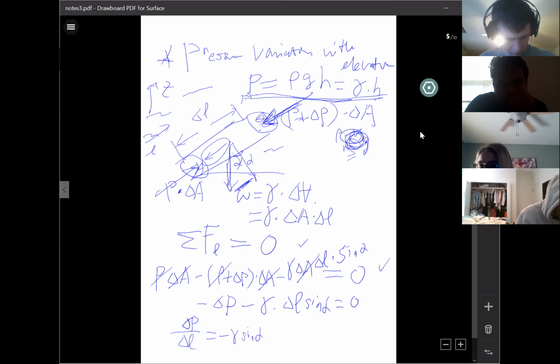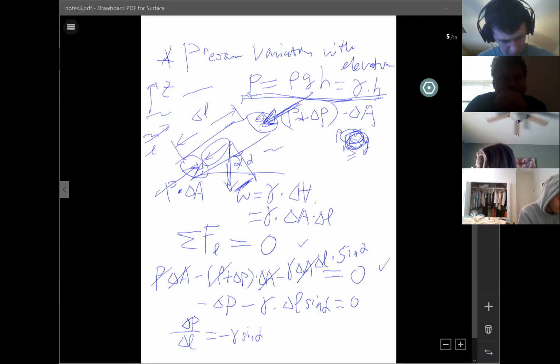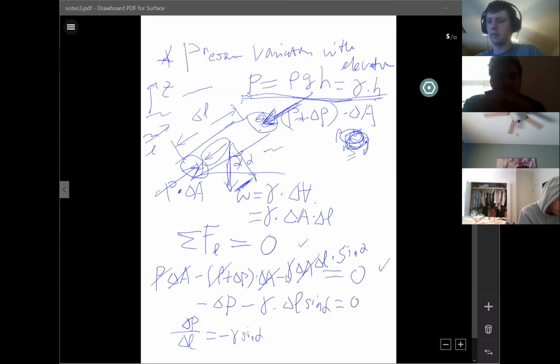I have a sine alpha here, and I have a delta L here. These are arbitrary numbers. You cannot get a final relation with arbitrary information in there. You have to have certain information like P equals gamma H. You don't want to have a finite element angle in there. So let's get rid of sine alpha. How do we get rid of sine alpha?